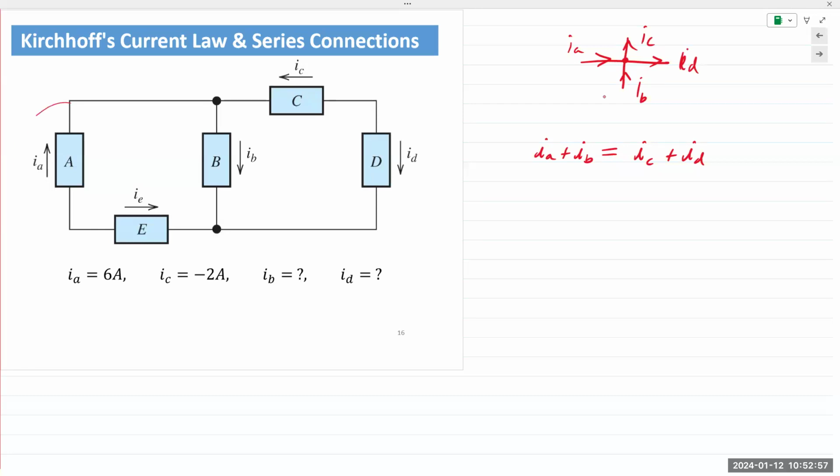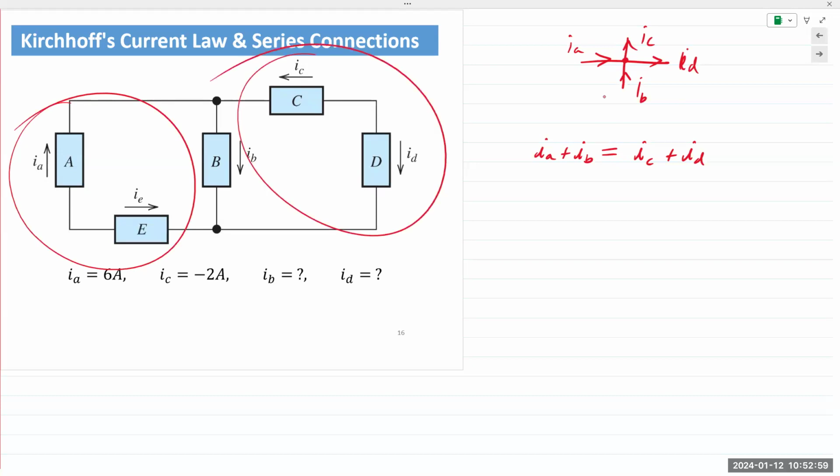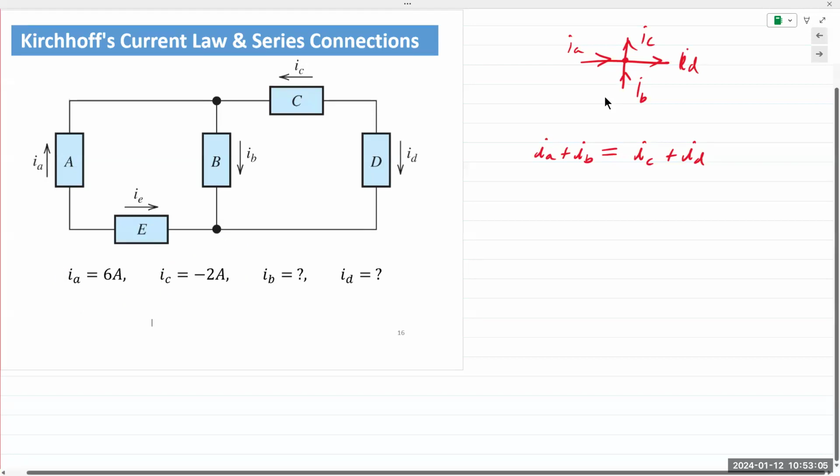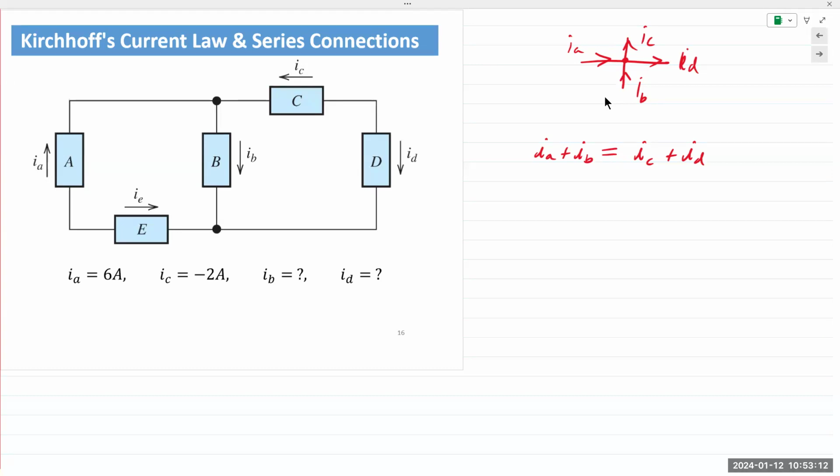So if you take a look at this problem right here, we are given the values of IA and IC, right? And we are asked to find IB, ID, and IE. IE is not explicitly asked, but again, it's easy enough to determine. So what do you see first on the left-hand side?